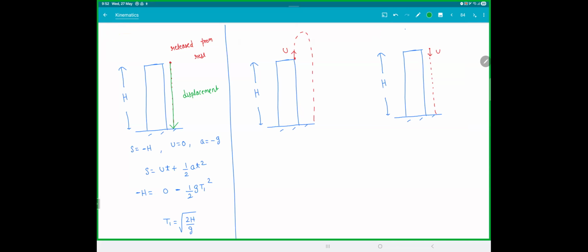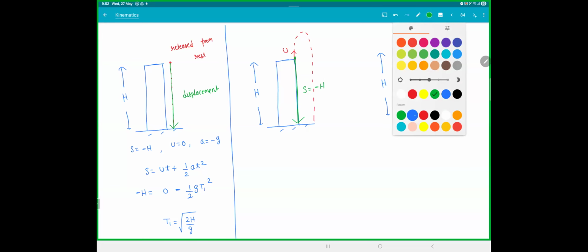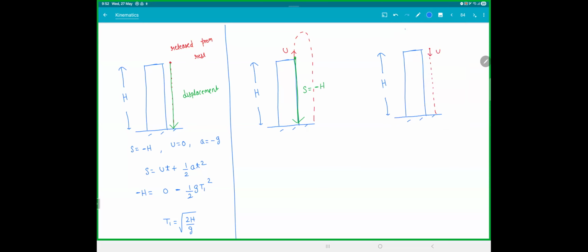Again, what is the displacement? You are initially here, finally you're reaching the ground. This is the displacement, again minus h. It doesn't matter whether you leave it, you throw it, you do anything, the displacement is always minus h. Because displacement sees only one thing: where are you initially, where are you finally? I don't care whether you went up or came down. What is your initial u? Plus u because you're going up. What is your acceleration? Minus g.